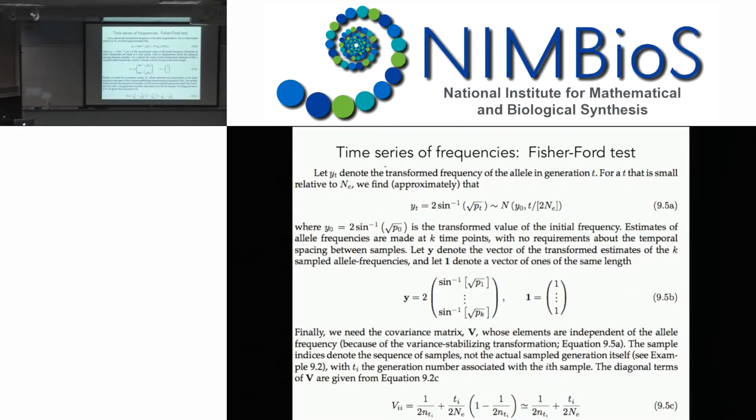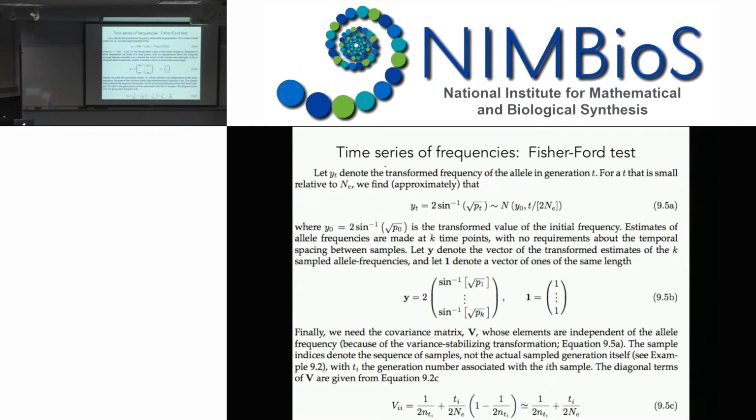So in the Fisher-Ford test, the way they proceed is slightly different. The first thing they do is take the frequency data and apply the very famous arc sine of the square root transform. Fisher showed that when you do this transform, it makes the frequency data homoskedastic. Remember the terms homo and heteroskedastic? Homoskedastic means that all your data have the same error variance. That's not the case with allele frequencies. With allele frequencies, the error variance is P(1 minus P), so it varies with the frequencies.